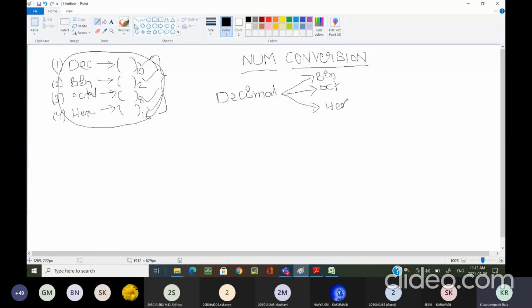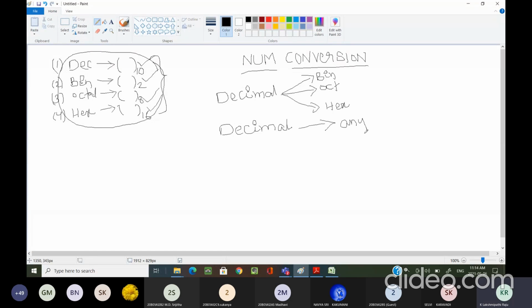Not only these three conversions, decimal to binary, decimal to octal or decimal to hexadecimal, we can also call it decimal to any other number system.